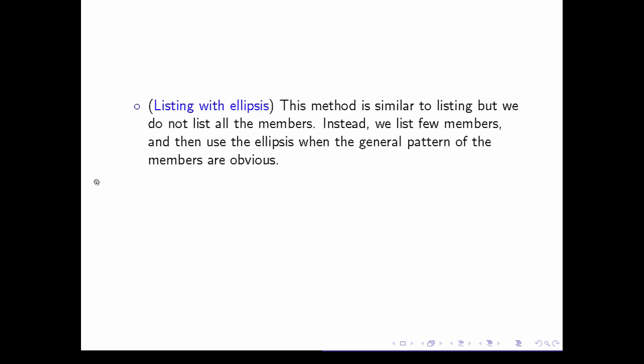The second way of describing a set is listing with ellipses. It's similar to the listing method we just covered, but this time we do not cover all members. Usually it is because there are so many members to list. However, this time we have a pattern amongst members so that the reader can easily guess what should be the next member, even if it is not listed.